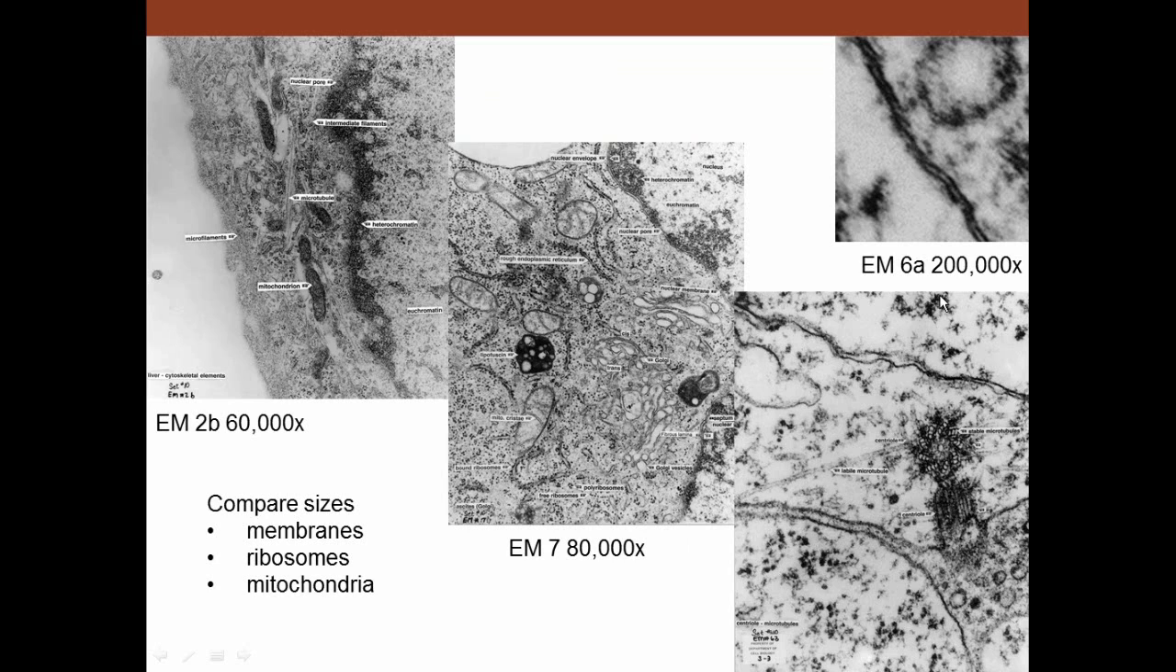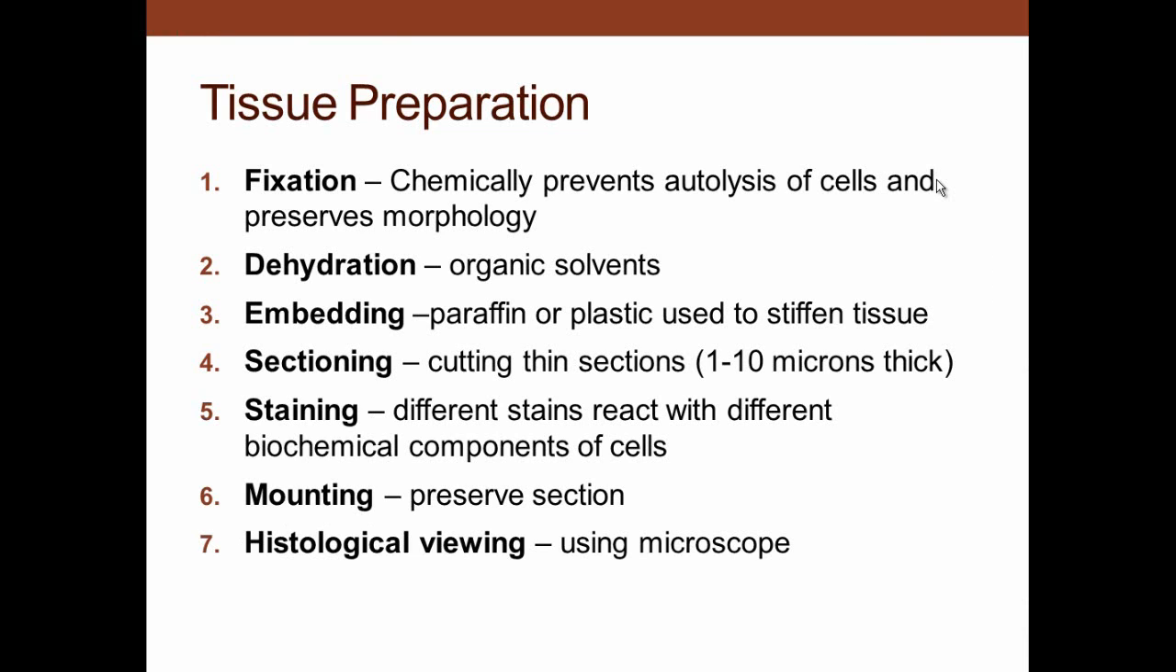Also at higher magnification, this is 200,000, we can see that the membrane that are running here and here is really like a railroad track. It has a trilaminar structure, a light in the middle and two dark sides on the outside, which is part of the membrane structure, the lipid bilayer that we see there.